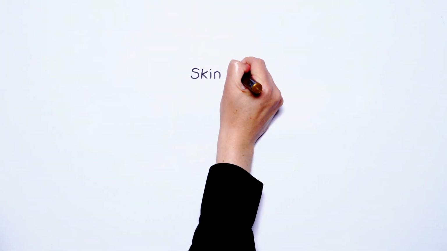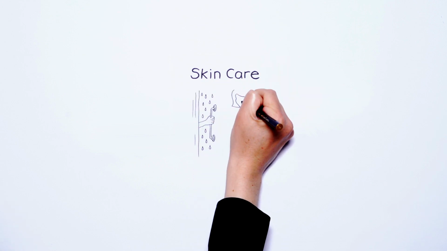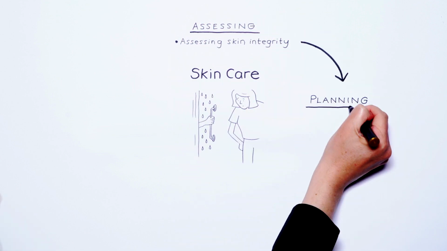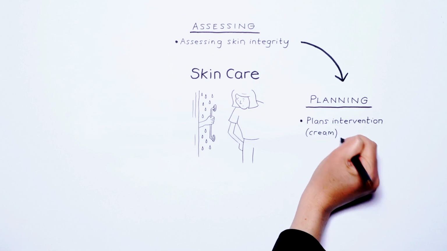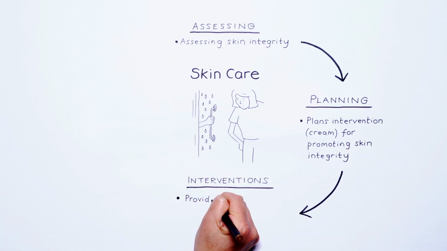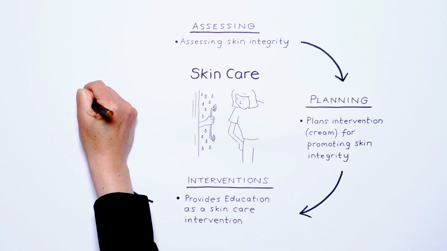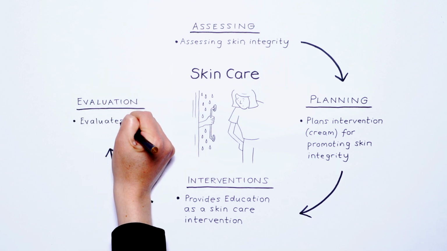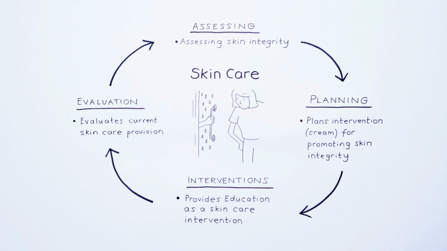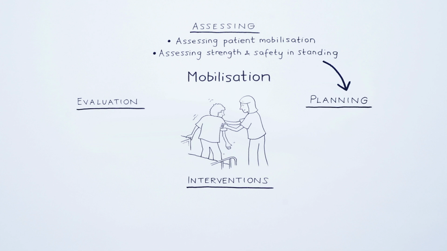Let's take a look at the remaining patient care plans. Do you remember when Bob's skin care was discussed in the shower? Nurse Kate assessed Bob's skin integrity. Then she planned an intervention for promoting skin integrity by using the cream. She also intervened by providing Bob with some education about moving around to increase circulation of blood to the skin. And she also closes the loop by evaluating the current skincare provision, checking whether other nurses have used any cream yet. Let's now quickly take a look at mobilization.